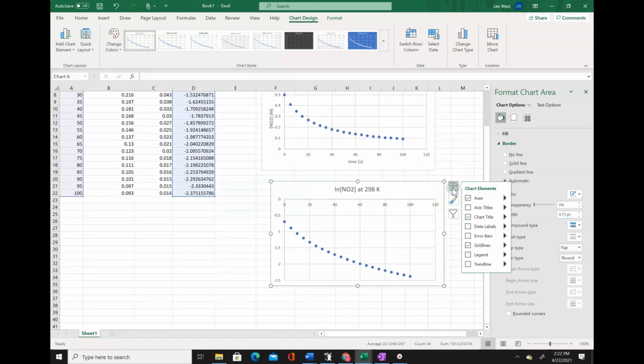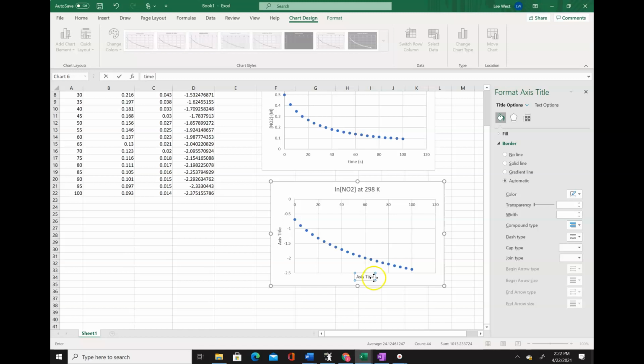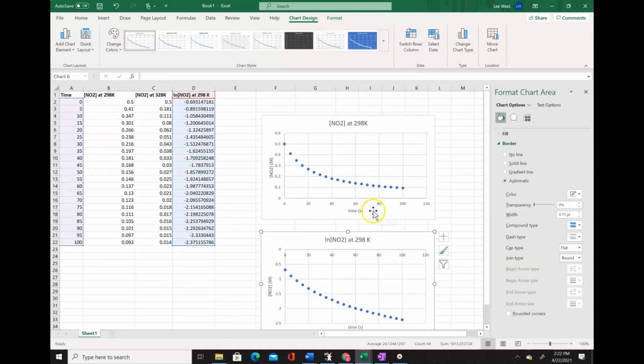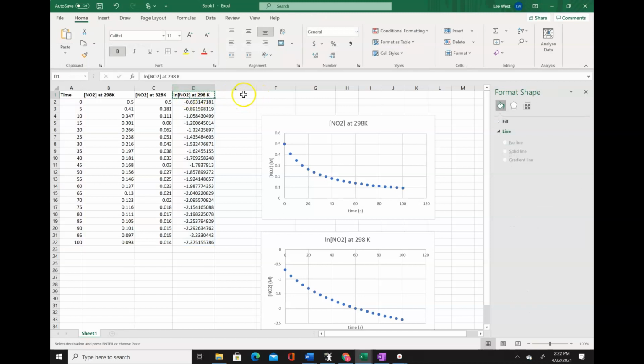I go over to the plus here and put in some axis titles: time in seconds, and then for this one, concentration of NO2, in molarity. Okay, so I've got my titles there, and again, it's not linear. So it's not first order in this case. Let's move on and make another one.